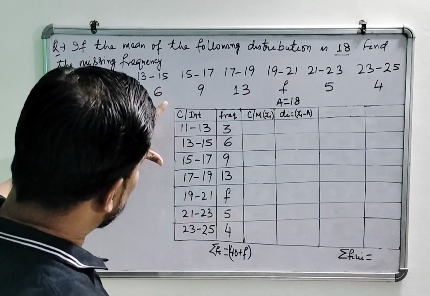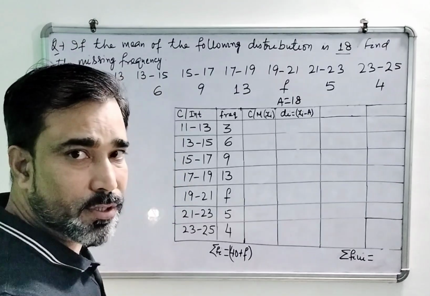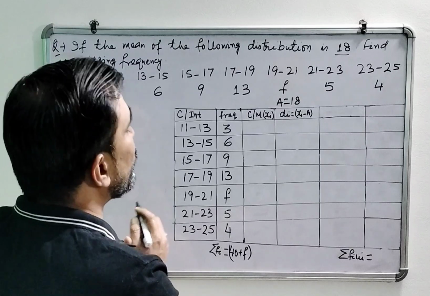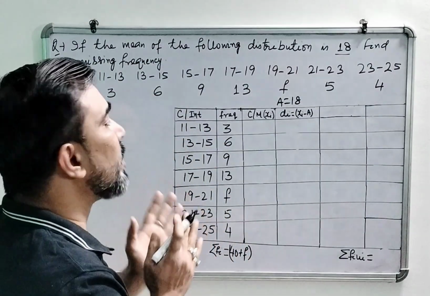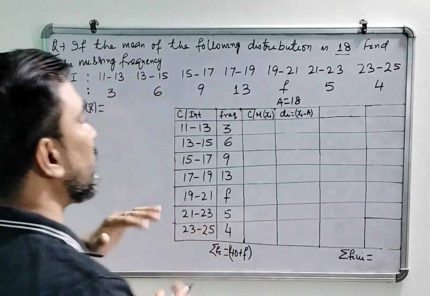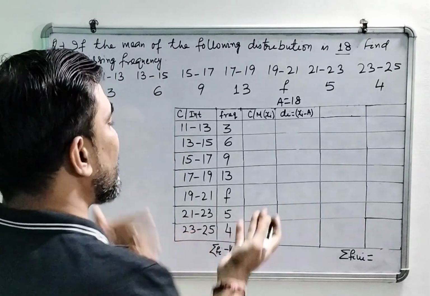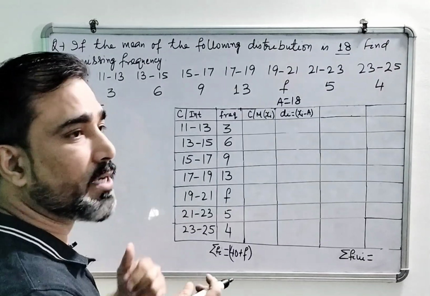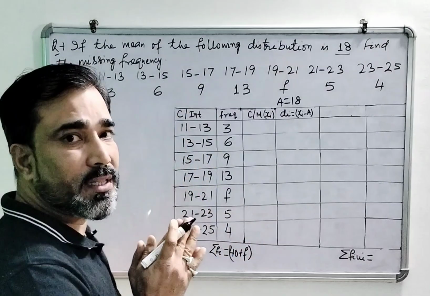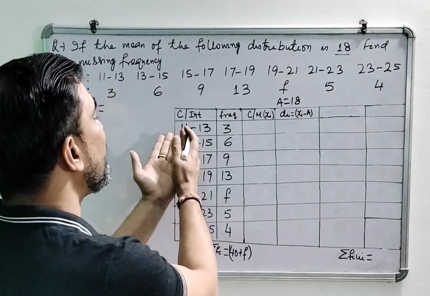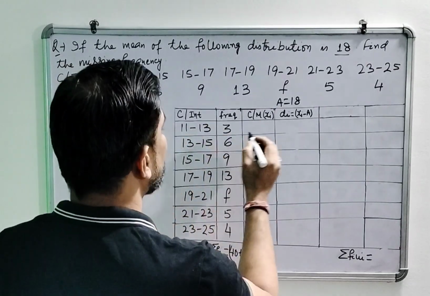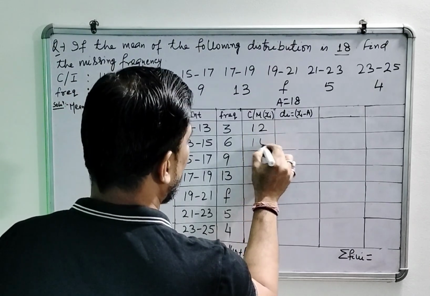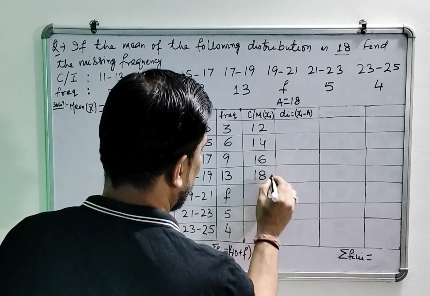Here, if you look, you find that the class interval is continuous. I already discussed in earlier classes that if the class interval is continuous, first we will calculate the class mark, because the frequency is centered on the class mark of classes while calculating the mean of the grouped data. How to calculate? Upper limit plus lower limit divided by 2. So for the first class interval, we find 24 by 2, that is 12. Then 14, 16, 18, 20.